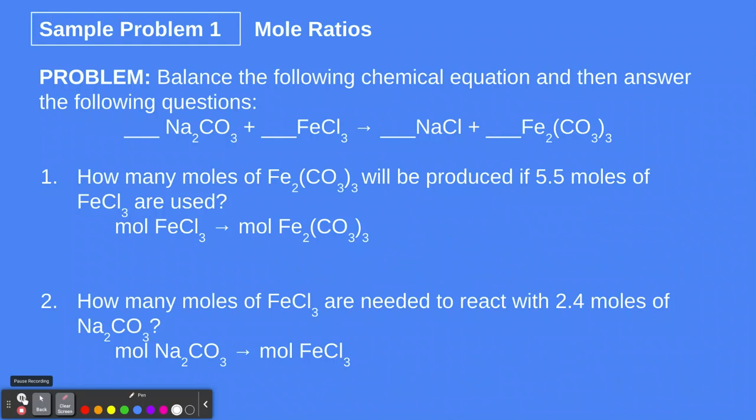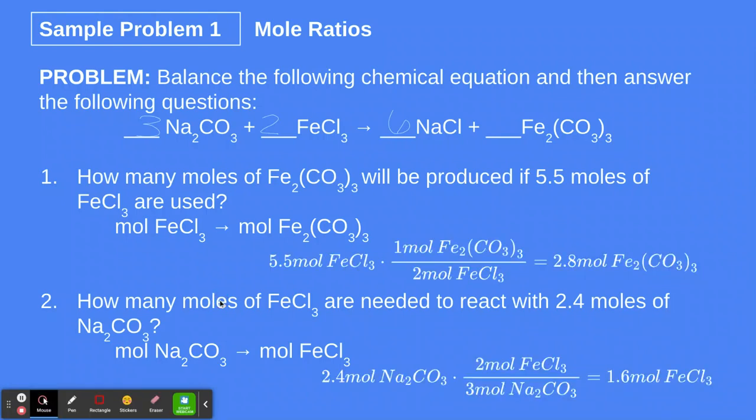All right, so if we go ahead and try to balance this out, we are going to need 2 iron chlorides. We're going to need 3 sodium carbonates, and we're going to need 6 sodium chlorides. So in this one here, we are going to start with our moles of iron chloride, and then we will get out of moles of iron chloride into moles of iron carbonate, which is what we want there at the final answer.